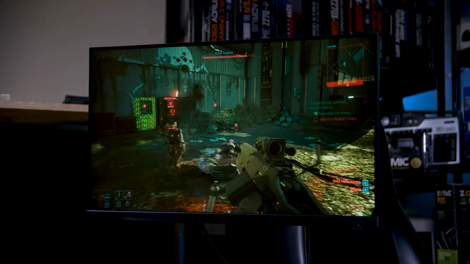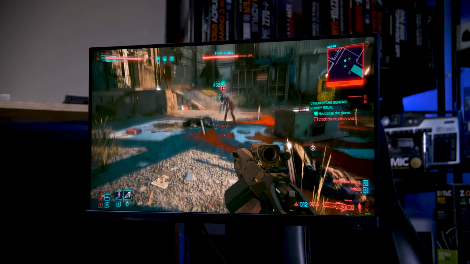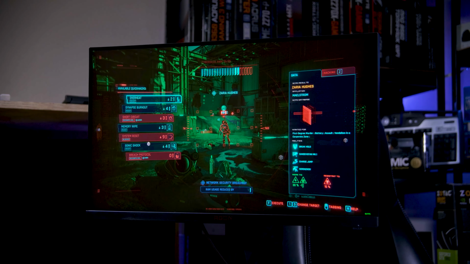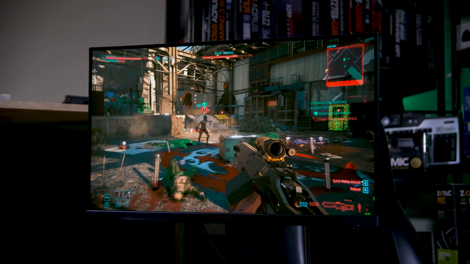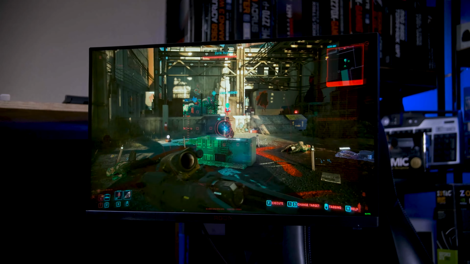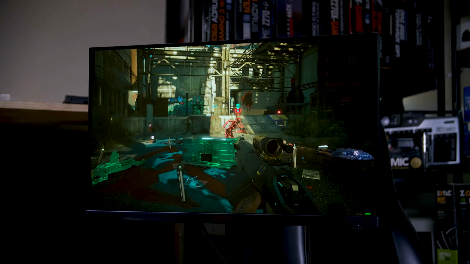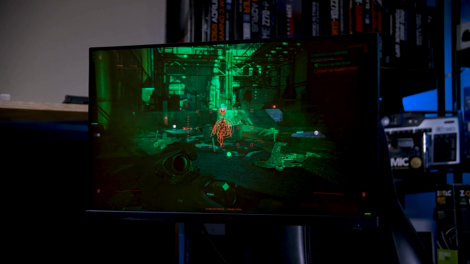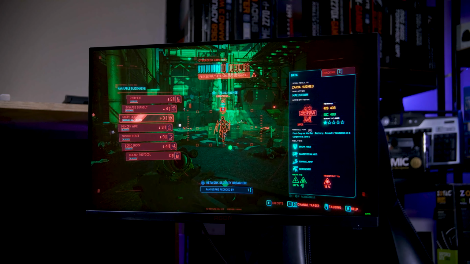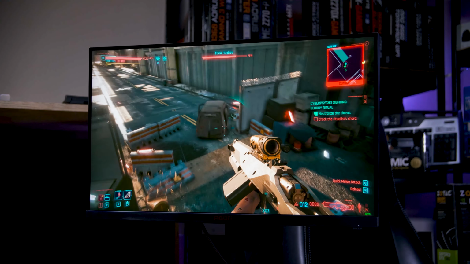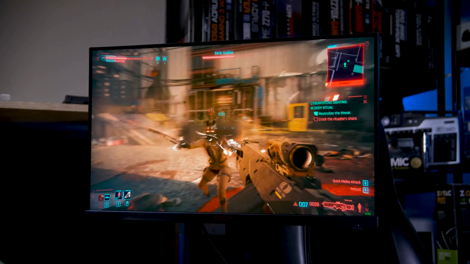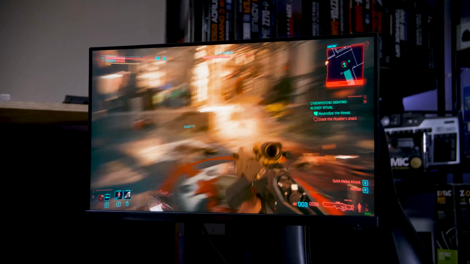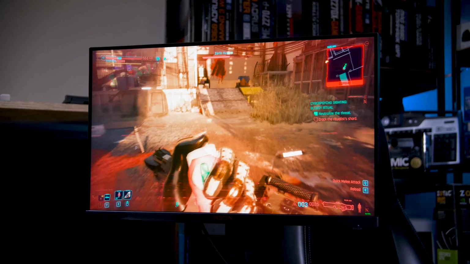Of course, in a slower-paced game, something like Cyberpunk, the VA panel might actually be better thanks to the deeper blacks giving a more cinematic look, but in motion, the IPS is considerably better. It's also worth noting that in competitive games, having a low contrast ratio might actually be a good thing, as it means that enemies can't hide in dark areas quite as easily.